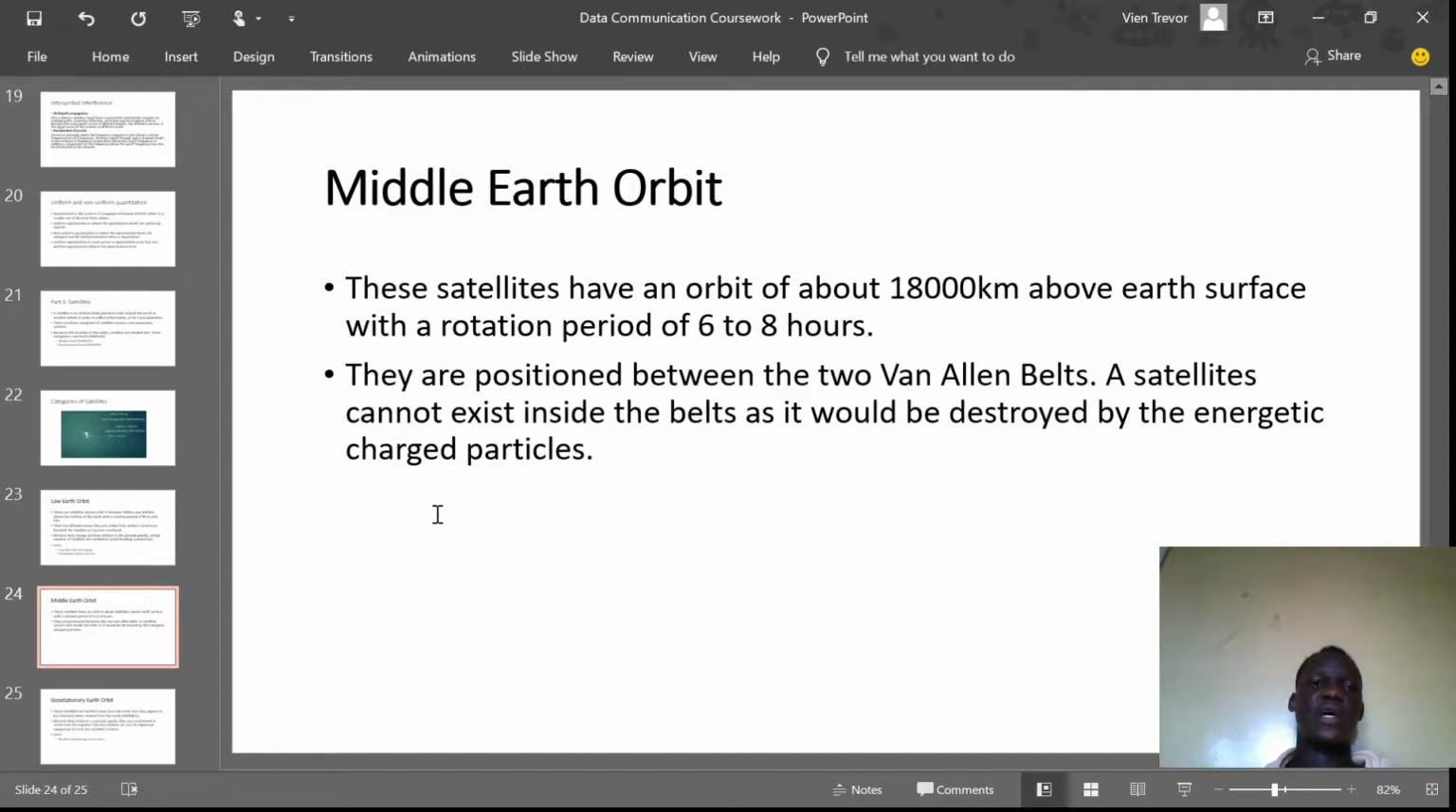In middle Earth orbit, these satellites have an orbit of around 18,000 kilometers above the Earth's surface, with a rotation period of 6 to 8 hours. They are positioned between 2 Van Allen belts, as I said earlier. A satellite cannot exist inside the Van Allen belts, as it would be destroyed by the energetic charged particles that are found inside the Van Allen belts.